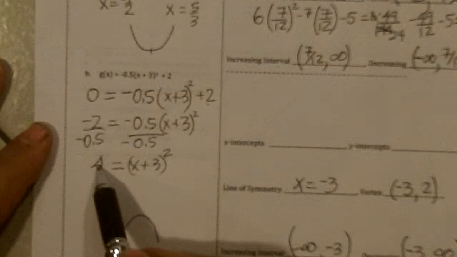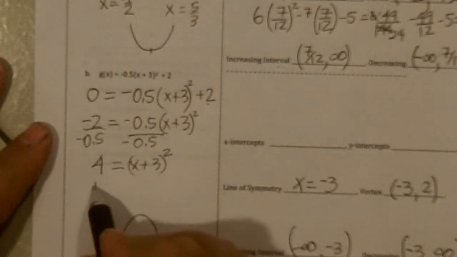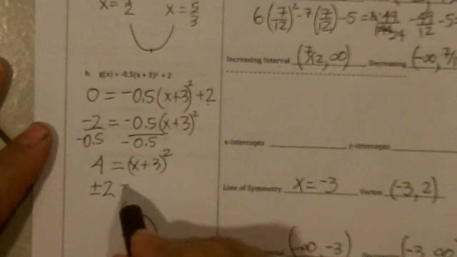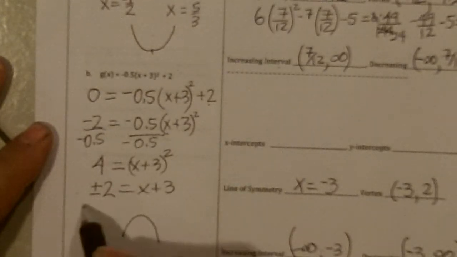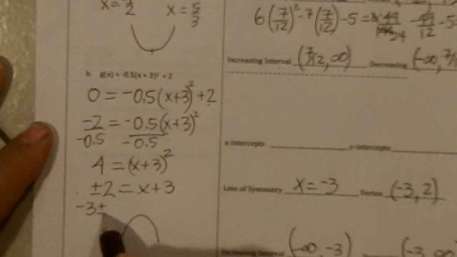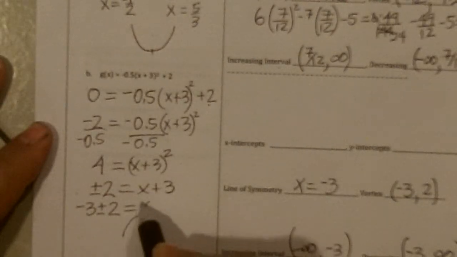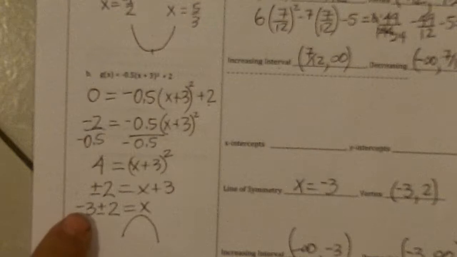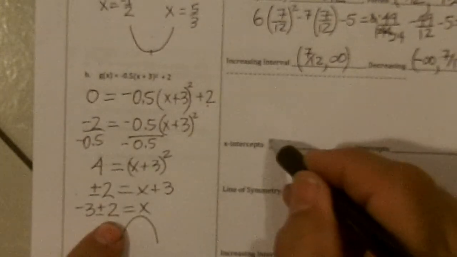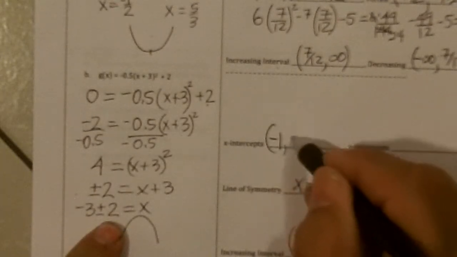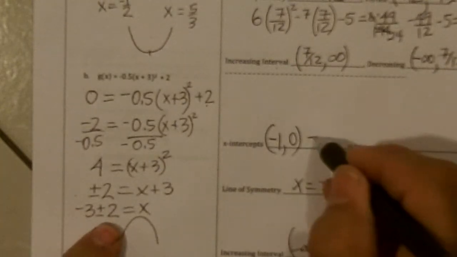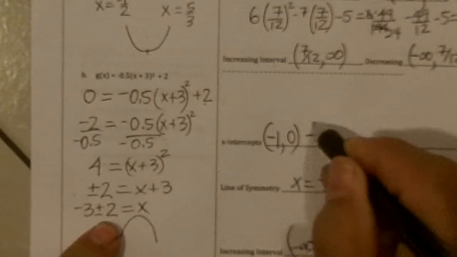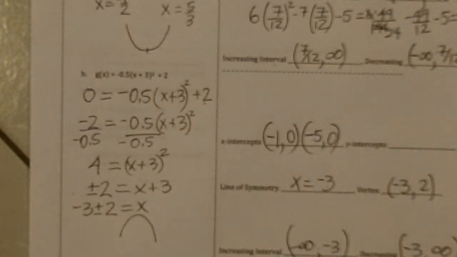Take the square root of both sides and we get the square root of 4 is 2, but when you take the square root you do plus or minus, equals x plus 3. Subtract 3 from both sides and you get negative 3 plus or minus 2 equals x. Minus 3 plus 2 is negative 1, which is one x-intercept. And negative 3 minus 2 is negative 5, 0 is the other x-intercept.